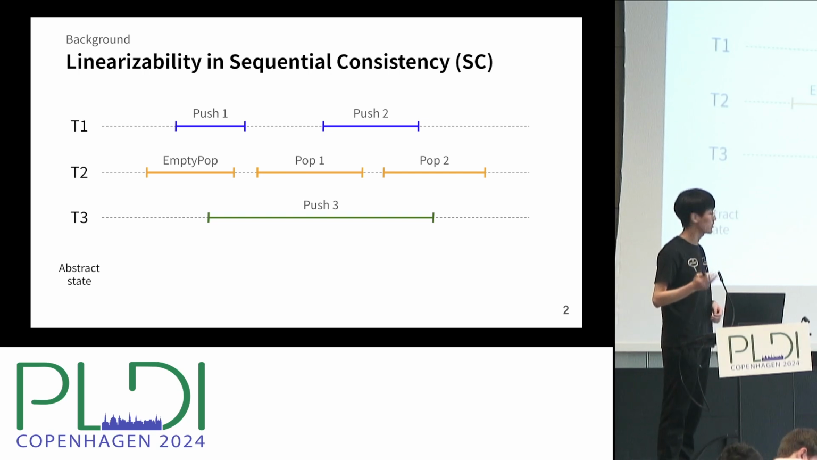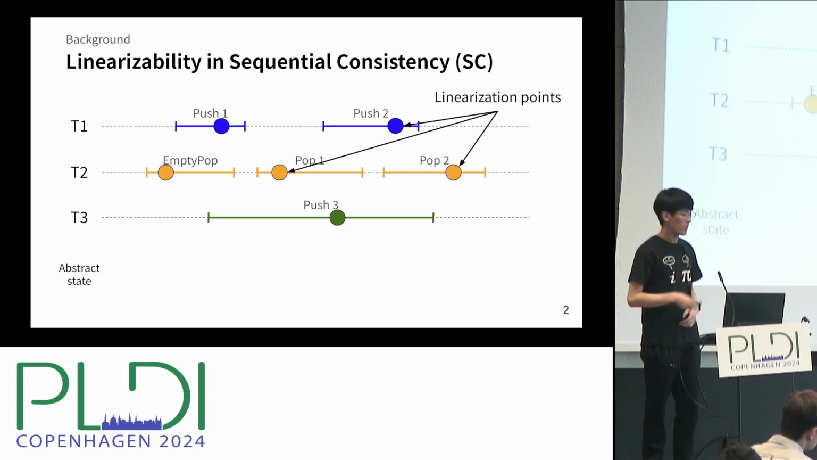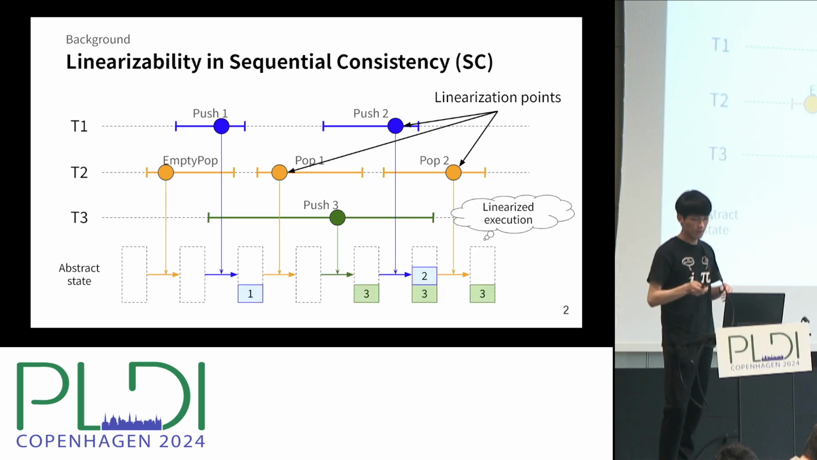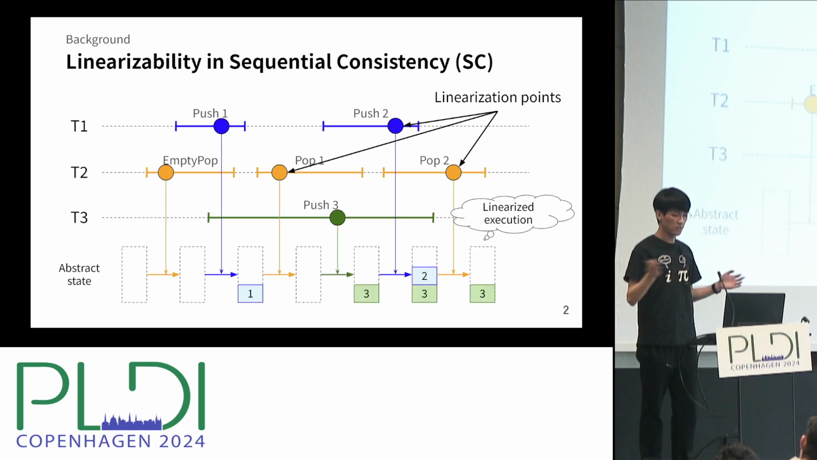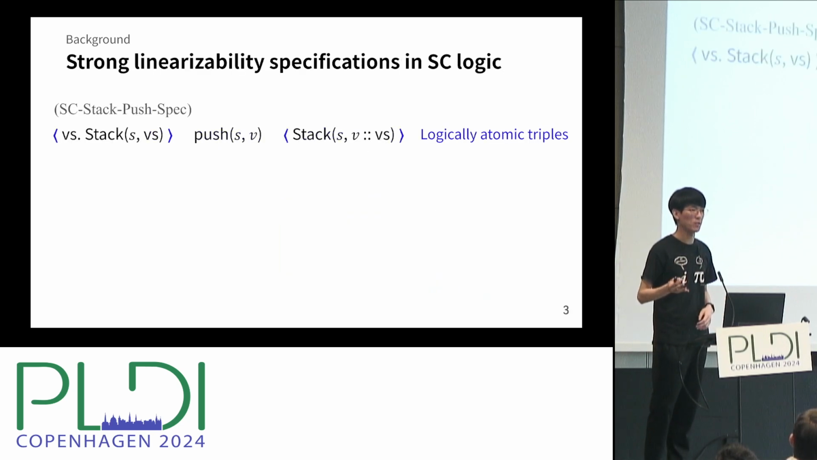Let's consider a concurrent trace where 3 threads are accessing a concurrent stack at the same time. In this situation, the linearizability of a concurrent stack guarantees that there exists a linearization point within function execution such that the linearized execution satisfies the sequential behavior of the stack. And this simple idea has been captured by the logically atomic triples in separation logic.